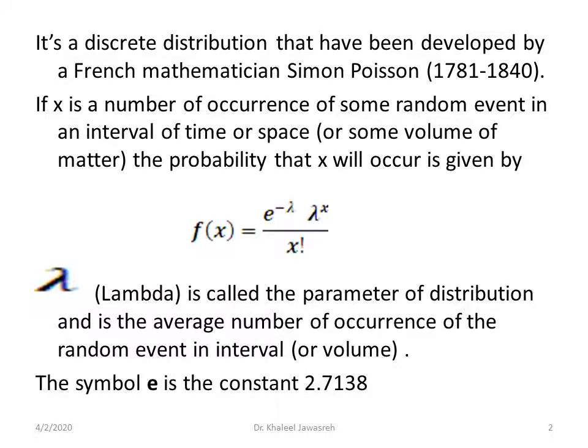And the symbol e here is a constant number, which is 2.7138. This is a constant number, and you can use it directly. Just put 2.7138 instead of e and give it the power of minus lambda. And lambda here is the parameter of the distribution. Just use it as it is in this equation.